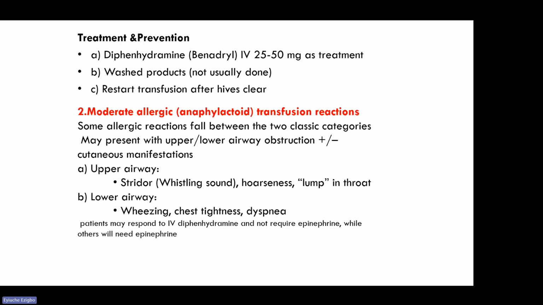For the moderate allergic transfusion reaction, which we refer to as an anaphylactoid transfusion reaction, some allergic reactions fall between the two classic categories and may present with upper or lower airway obstruction and cutaneous manifestations. With upper airway obstruction, you observe a whistling sound in the throat. With lower airway involvement, you see wheezing, chest tightness, and dyspnea.